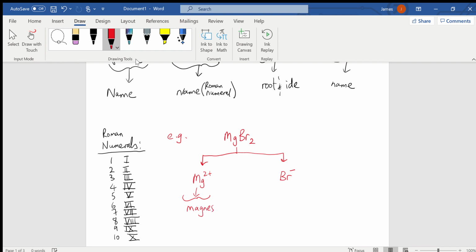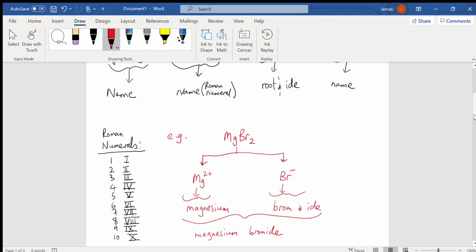Magnesium. This is a monatomic anion, so it has a root, brom, and then the suffix "ide". Notice there's no prefixes here. Although there's 2 bromides, we don't use prefixes when we name ionic compounds. So it's just magnesium bromide.